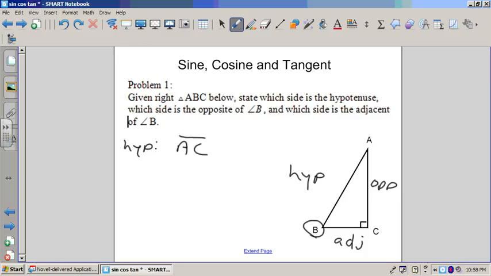All right, so the hypotenuse is going to be side AC. The opposite is going to be side, I'm sorry, did I just mess that up? No, I sure did. The hypotenuse is going to be side AB. I actually wrote that down, didn't I? The opposite is side AC, and the adjacent is going to be side BC.